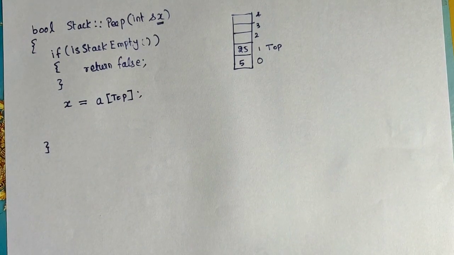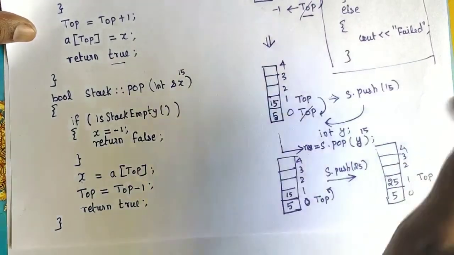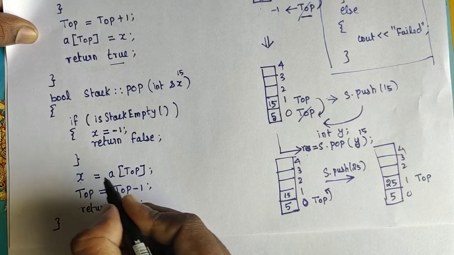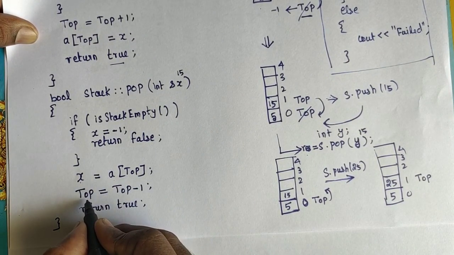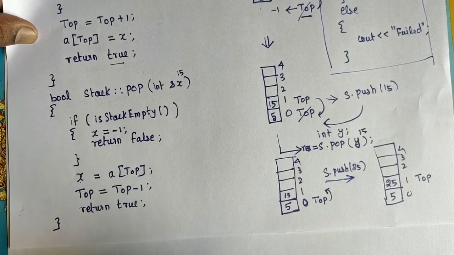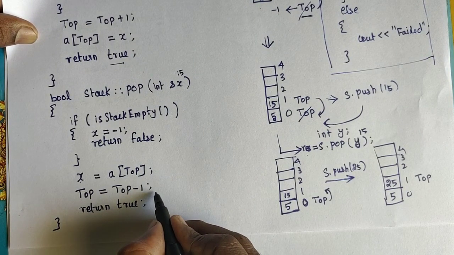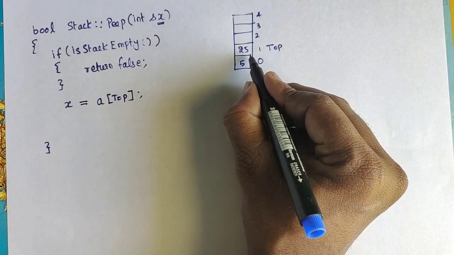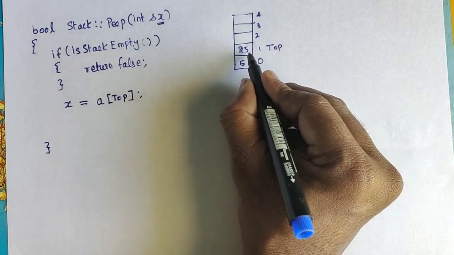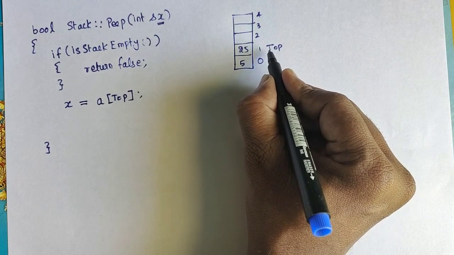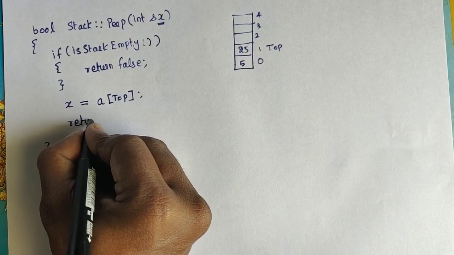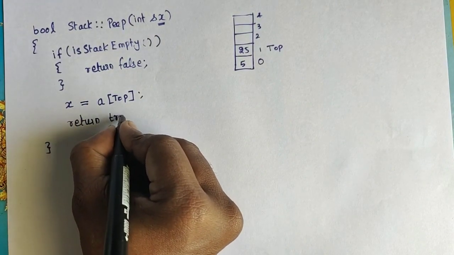So the only difference between pop and peep is that in pop, after updating x with the recently inserted element, that element gets deleted. Deletion means the top gets decremented. That is not going to happen in the peep operation. The top will not get changed. So the top is always pointing to 25. If you don't want to delete, don't alter the top value. Just back up the top value to x, then return the true message. So success.